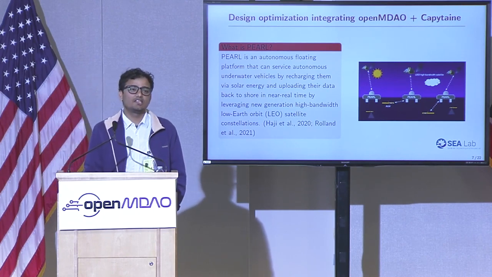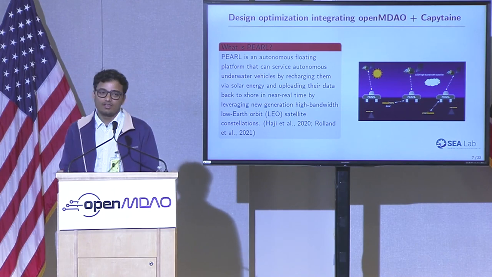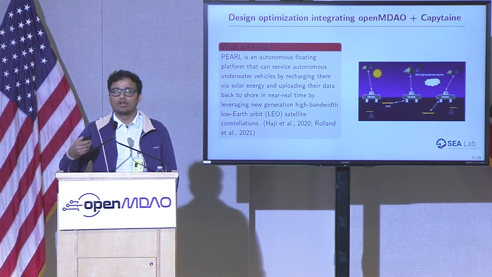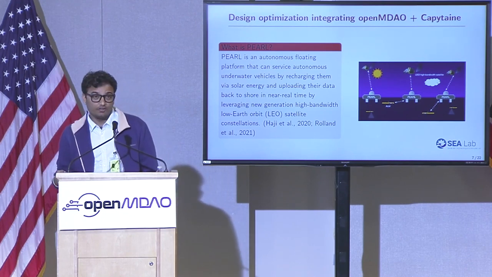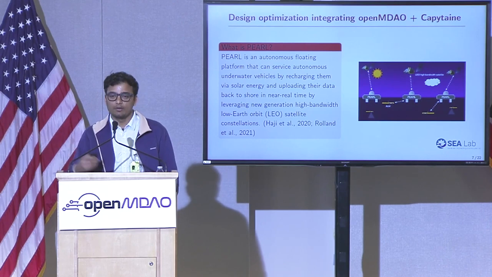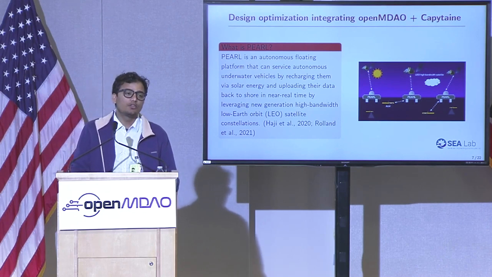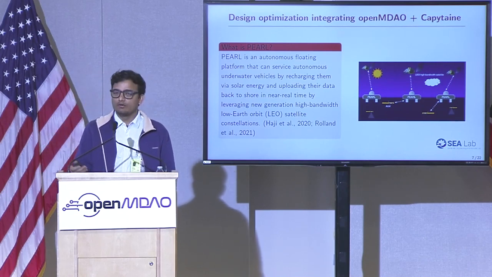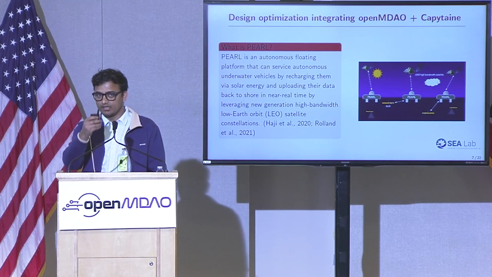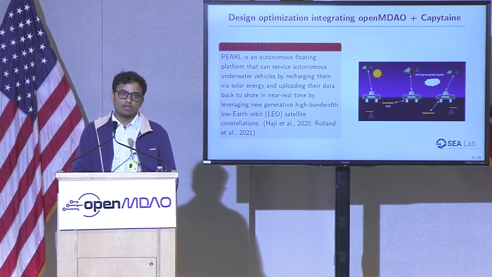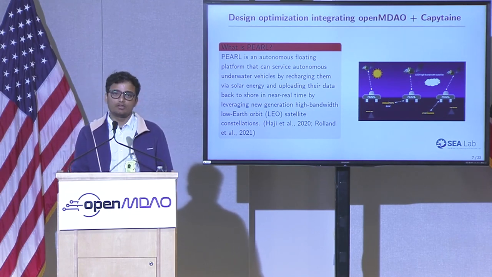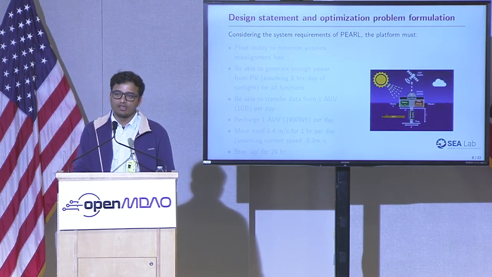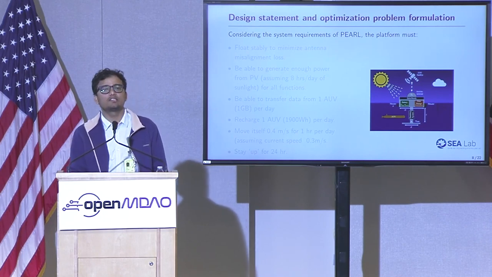So Pearl is basically an autonomous floating platform that can serve as a recharge platform, or it can recharge the AUVs and then transfer the data to nearshore servers through the LEO satellites. So there are a couple of disciplines here. If you want to learn more about Pearl, that is my paper, and that is the paper from my advisor. You can look into that for the details of Pearl. But my problem is basically optimizing Pearl. That will be most of my thesis, I guess.